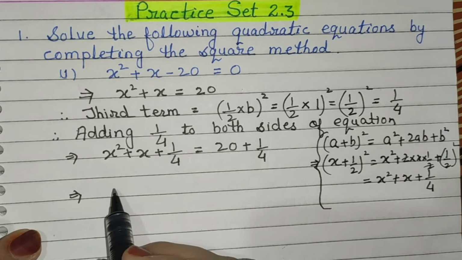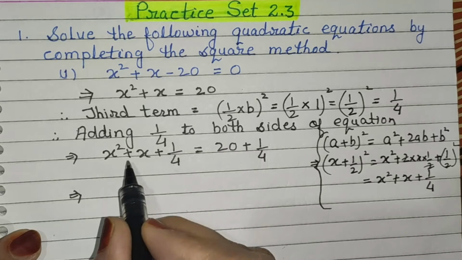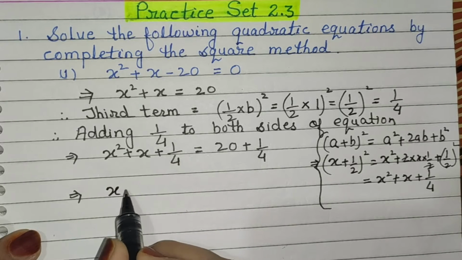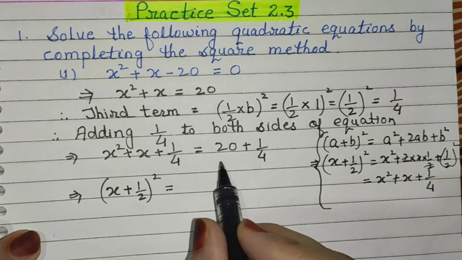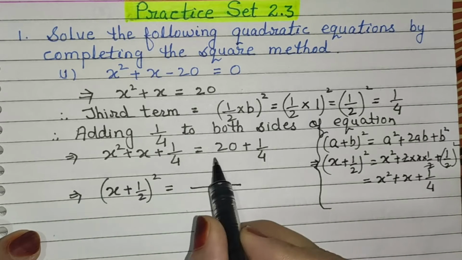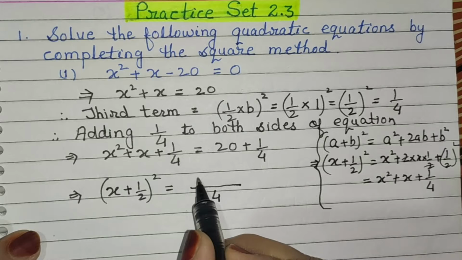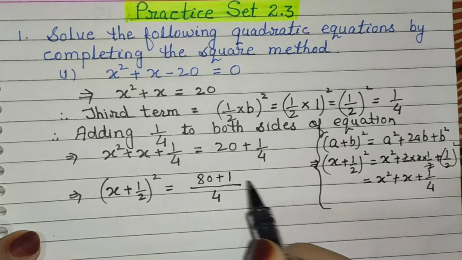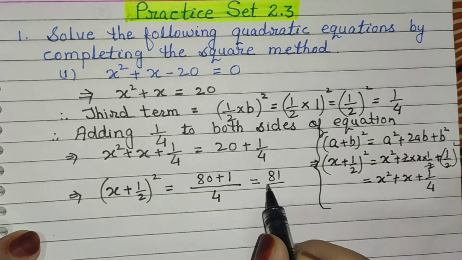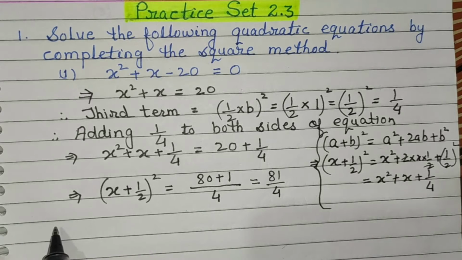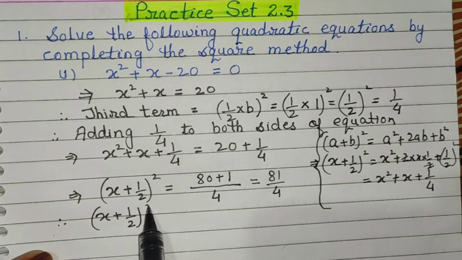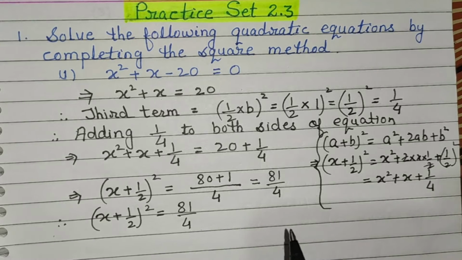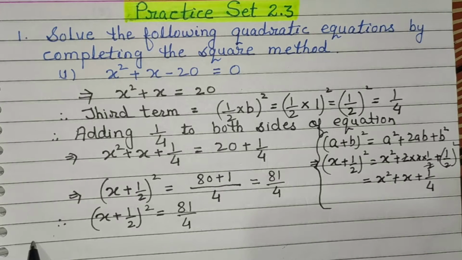Now we can convert it into a plus b whole square. x plus 1 upon 2 whole square is equal to. Now solve the right hand side, taking LCM 4, cross multiply 80 plus 1, which is equal to 81 upon 4. Therefore, we get here x plus 1 upon 2 whole square is equal to 81 upon 4. Now taking square root both sides.